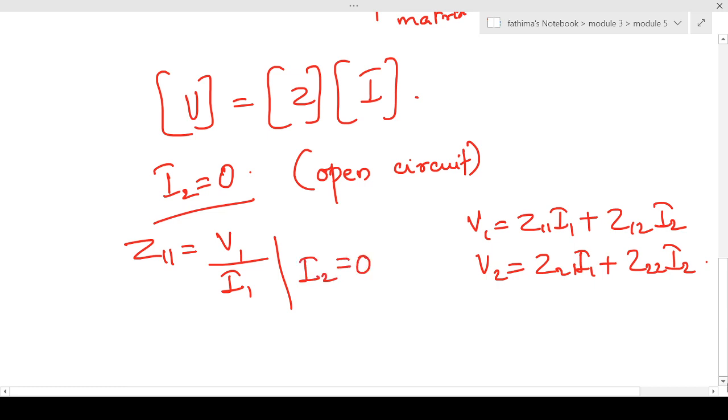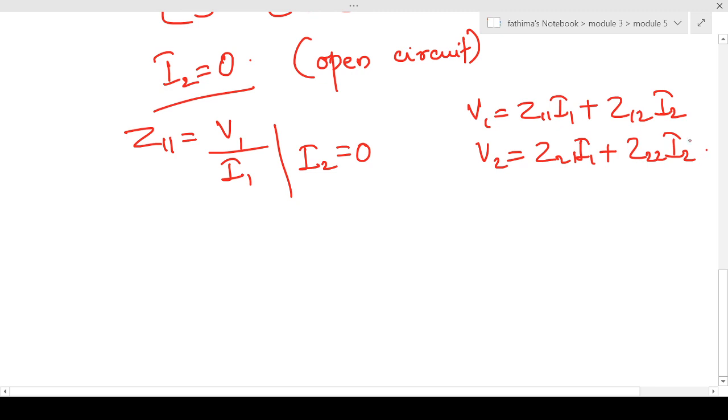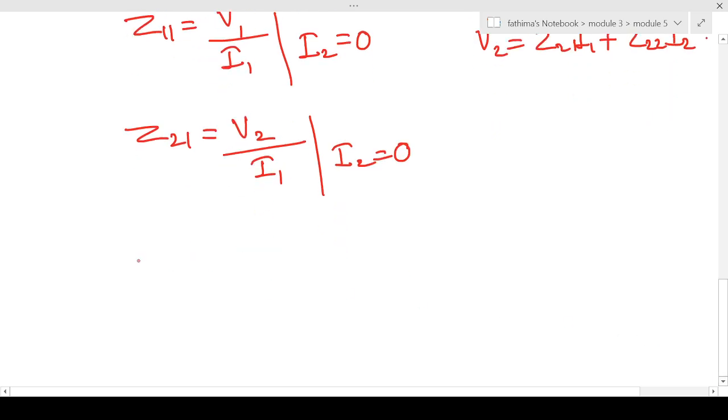And in the second equation, I2 becomes equal to 0. So this becomes V2 is equal to Z21 into I1. So we can write Z21 is equal to V2 divided by I1 with I2 is equal to 0. So we have got the two Z parameters. Now we will set the input port open circuit. So that is I1 is equal to 0. We are going to open circuit the input port.